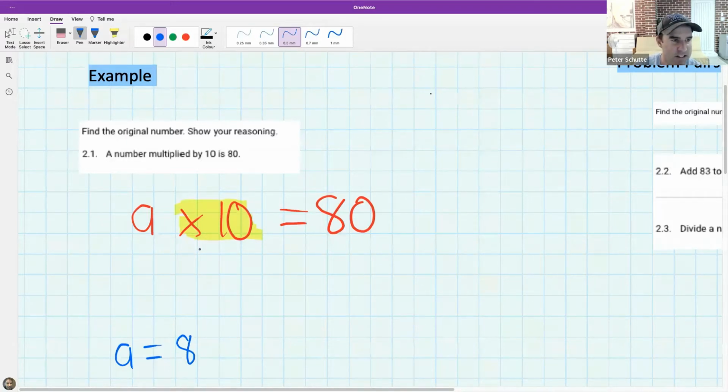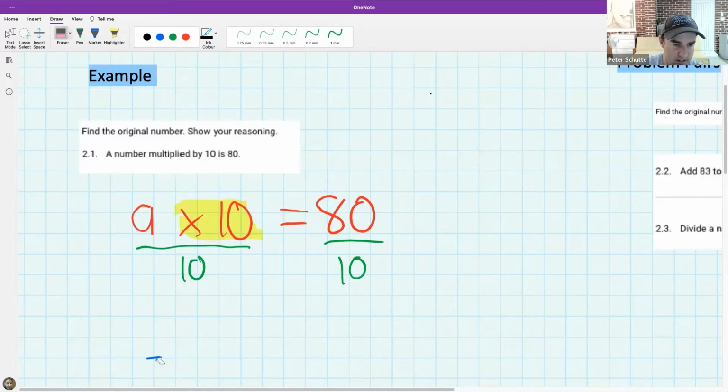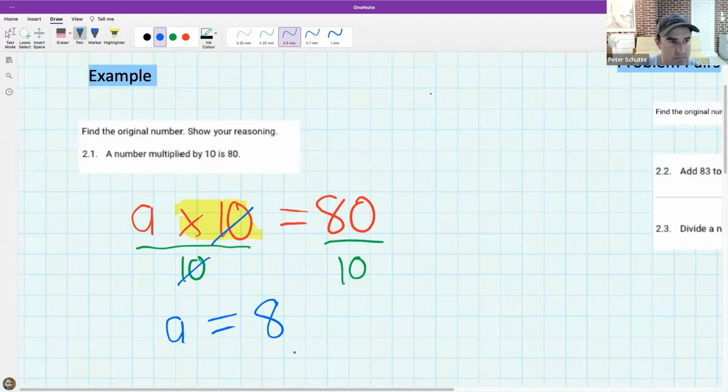So the opposite of timesing by 10 is going to be divide by 10. So what I'm going to do is divide both sides by 10. Now, how will I divide by 10? All I'm going to do is draw a divide by 10 on both sides. And what we say is the divide by 10 and the times by 10 cancel each other out. And so all I'm left with on this side is A equals. And then on this side, what is 80 divided by 10? It's just going to be 8.